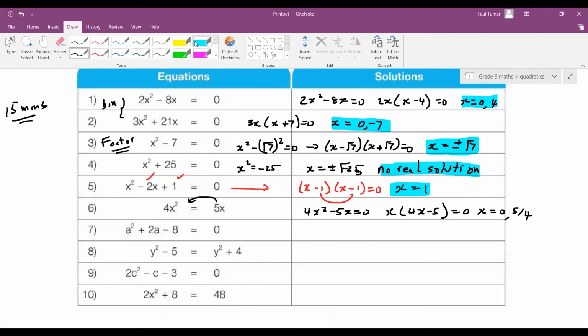So if you haven't done them or you're a bit slow, you can copy these down now. So at least you have something to look at when you do the worksheet.